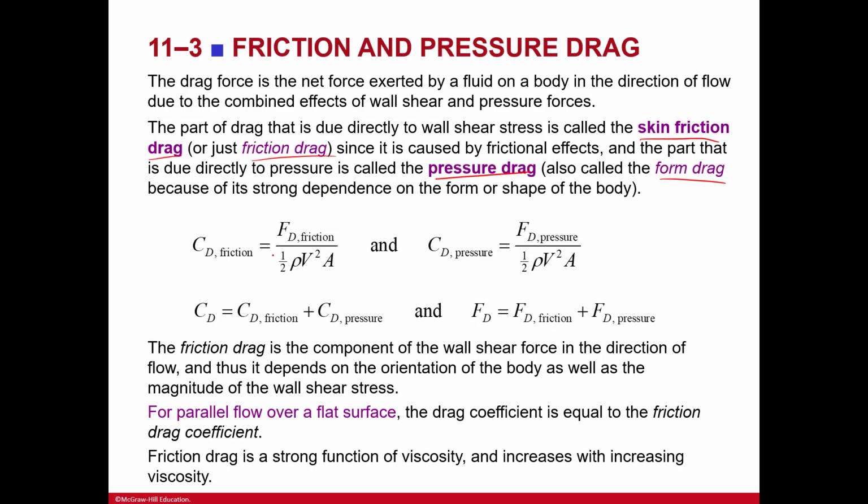Okay, and so you see, you have that here, drag coefficient. Okay, and then the friction drag is the component of the wall shear force in the direction of the flow. So remember, when you see drag, you're going to get parallel, and thus it depends on the orientation of the body as well as the magnitude of the wall shear stress. For parallel flow over a flat surface, the drag coefficient is equal to the friction coefficient.